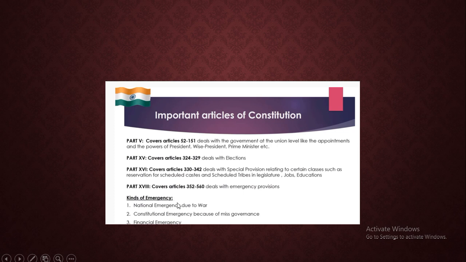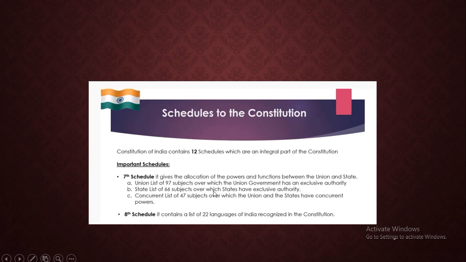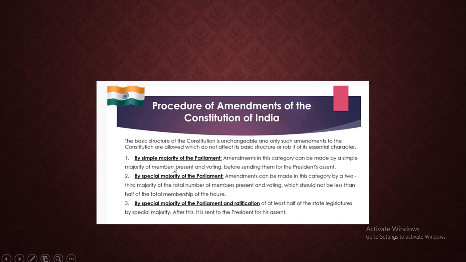So national emergency, constitutional emergency, what we call President's rule, and financial emergency. And also we have different schedules to the Constitution, the 12 schedules, which are a list of various provisions similar in nature, grouped together in these schedules of the Constitution.